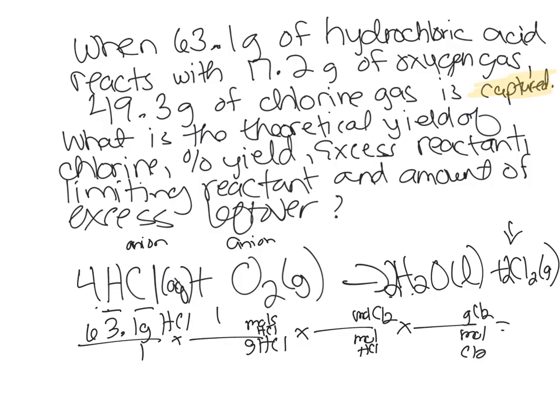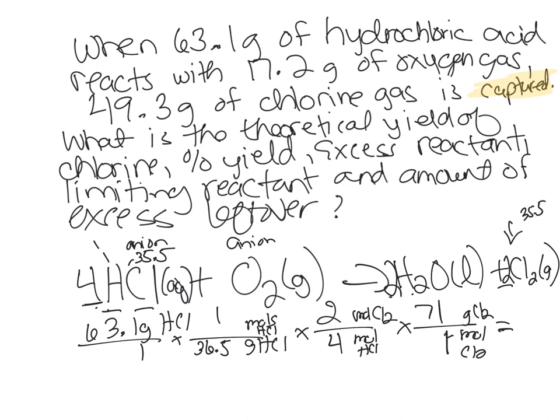We've got 1, and our mass is 36.5. I get that from the hydrogen being 1 on the periodic table and chlorine being 35.5. Mole to mole, I have 4 moles of HCl and 2 moles of chlorine gas. Last one, 1 mole of chlorine gas. Chlorine is 35.5, but there's 2 of them, so 71 is going to be right there.